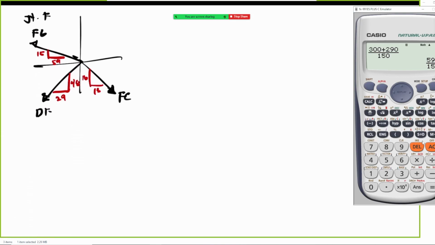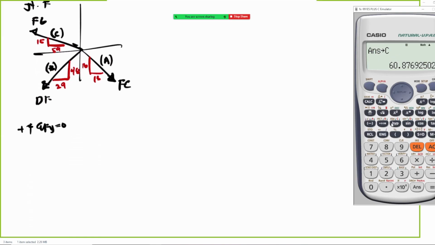forces. Okay? So summation forces Y is equal to 0. Going up is positive. Meron akong, this one is store value A. Kuhain natin yung ibang triangle naman: square root of 29 squared plus 48 squared. That is 56. And then shift store B natin. And then last is 15 squared plus 59 squared. Shift store C. Right.